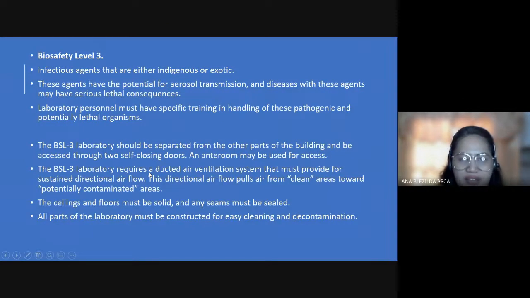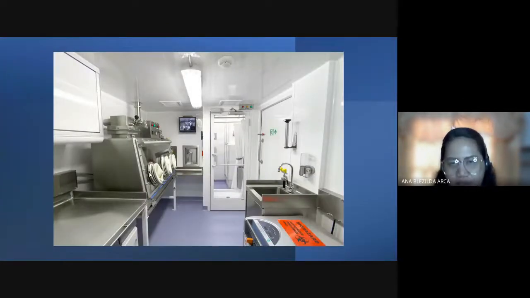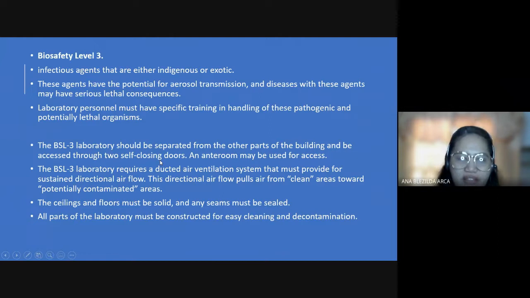Now, for the level 3 class, this is what a level 3 lab looks like. As you can see, the air inside the laboratory is controlled and everything is sealed. The air will not just escape, because it must be contained inside the biosafety level 3 laboratory. Okay? So level 3 involves infectious agents that are either indigenous or exotic. This means they can cause infection through inhalation, right? When you say aerosol, it means you breathe it in. If you inhale the bacteria or virus, you can get an infection. Okay? They may have serious lethal consequences.